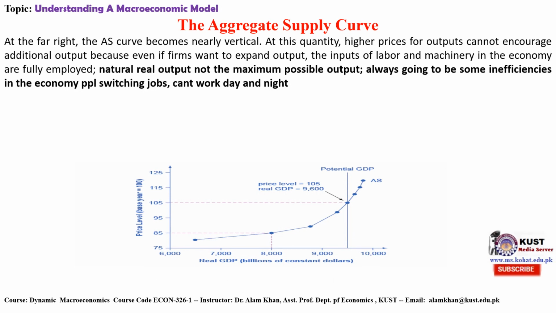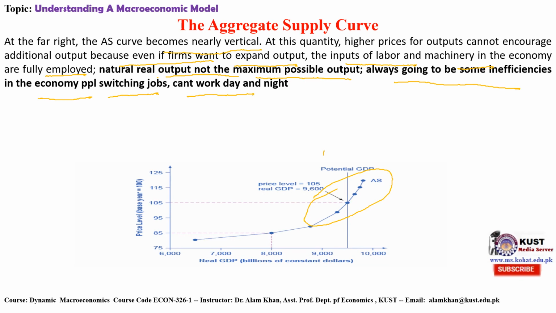At the far right, the aggregate supply curve becomes nearly vertical. At this quantity, high prices per output cannot encourage additional output, because even if the firm wants to expand output, the input of labor and machinery in the economy are fully employed. Natural real output, not the maximum possible output, always has some inefficiencies in the economy. People are switching jobs, and can't work day and night.